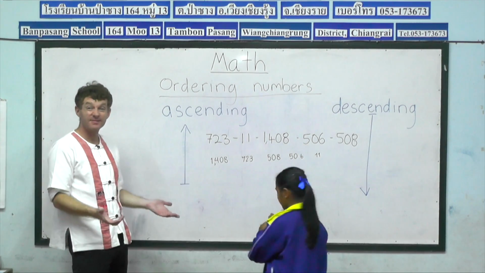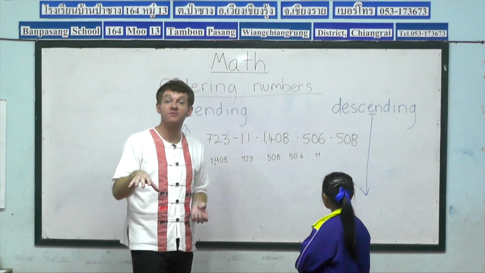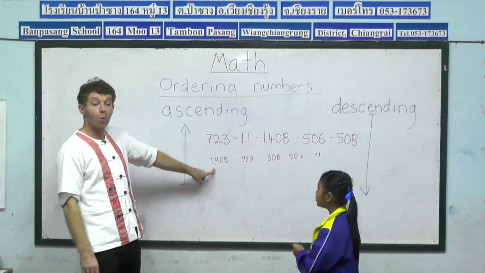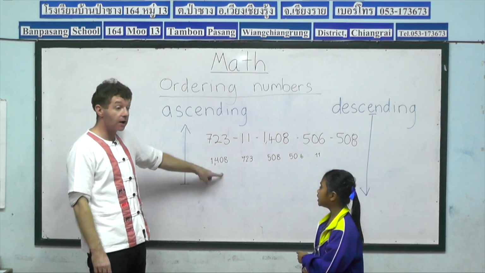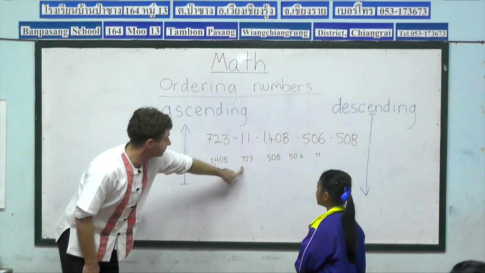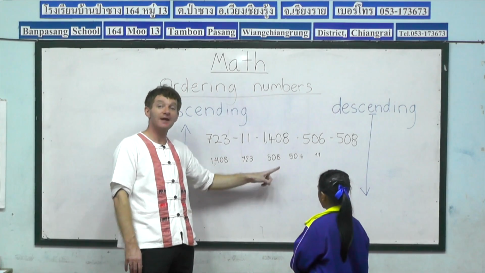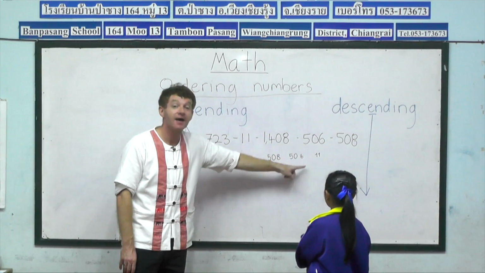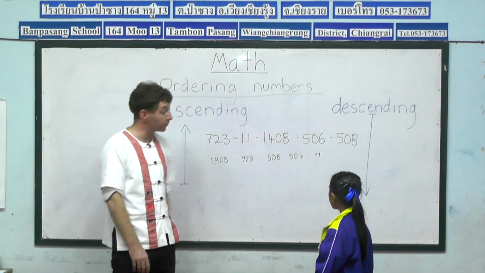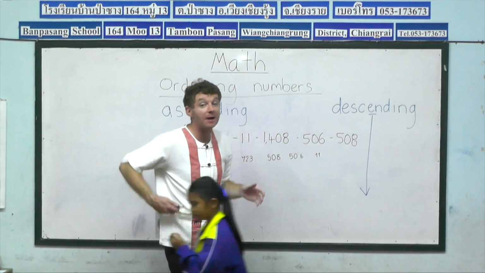Perfect. You can see Pak Bung has correctly demonstrated putting numbers into descending order. Our biggest number, 1,408, then 723, 508, 506, and finally 11, our smallest number. Pak Bung, that was brilliant. High five and a big round of applause for Pak Bung, guys.